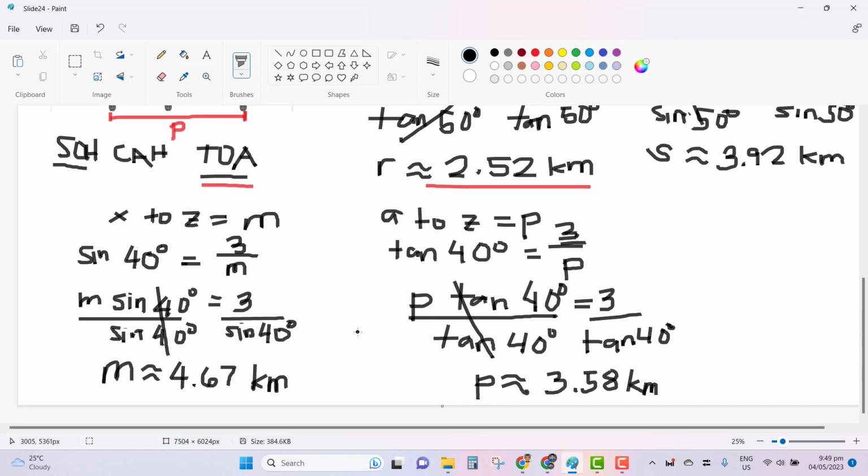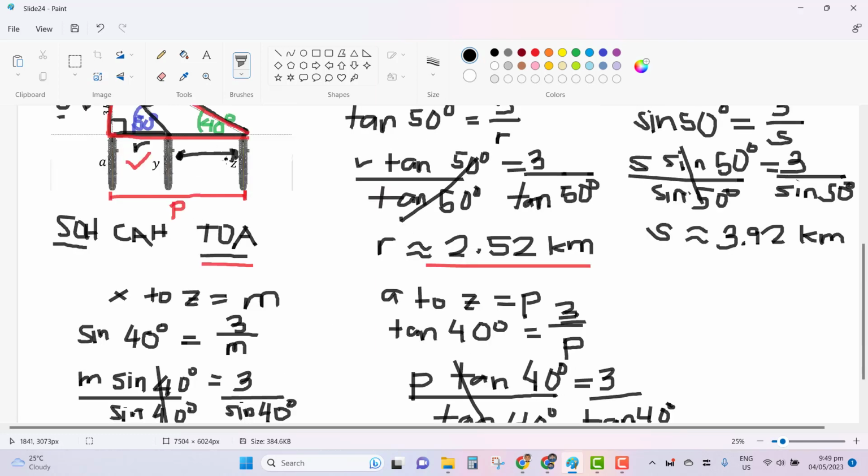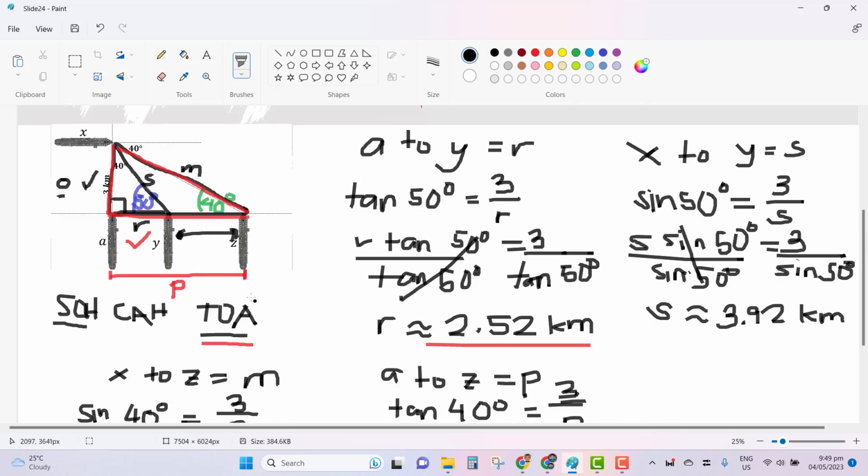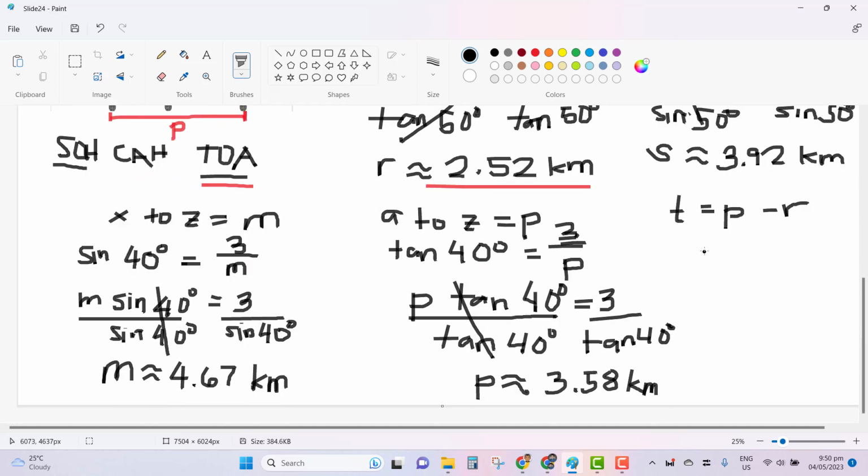This is P, but not the value that we are trying to solve earlier. We are going to use another method. Again, let's say this is letter T. The value of T is when you subtract R from P. So again, this side T is P minus R. These are both approximations, so we are going to use approximation on the final answer later.